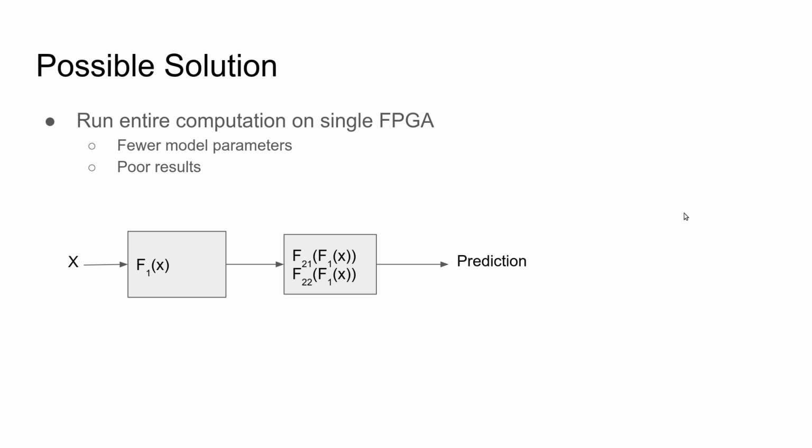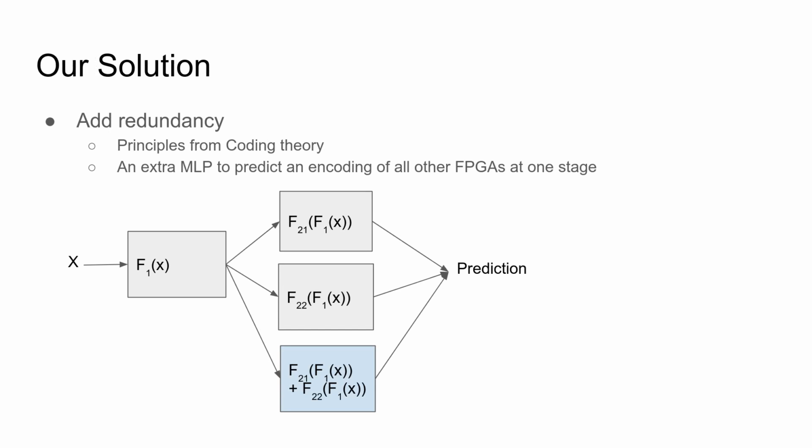Another possible solution is to run the entire computation for a stage on a single FPGA. However, this limits us to the number of model parameters that fit on this one FPGA. For a large model, this is probably going to give us poor results. Our solution is to add redundancy using principles from coding theory.